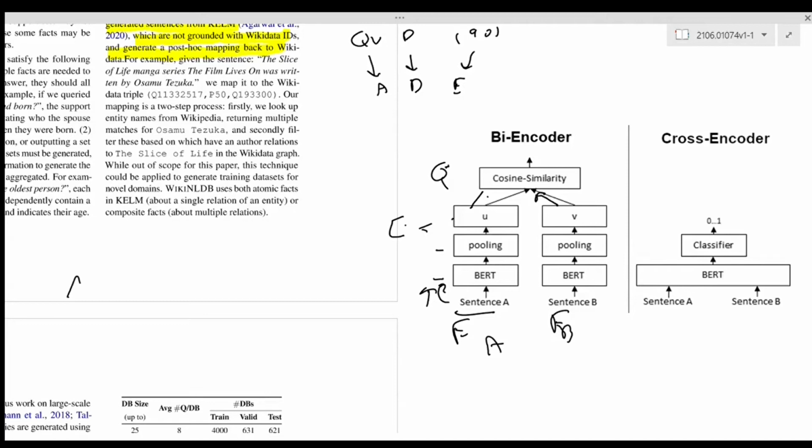Even though it will be far away, it will have the same encoding and it will be scalable enough. Compared to that, if you use a cross encoder, it will provide better results. But if you understand all the values, it will provide the classifier, but it won't be scalable enough.